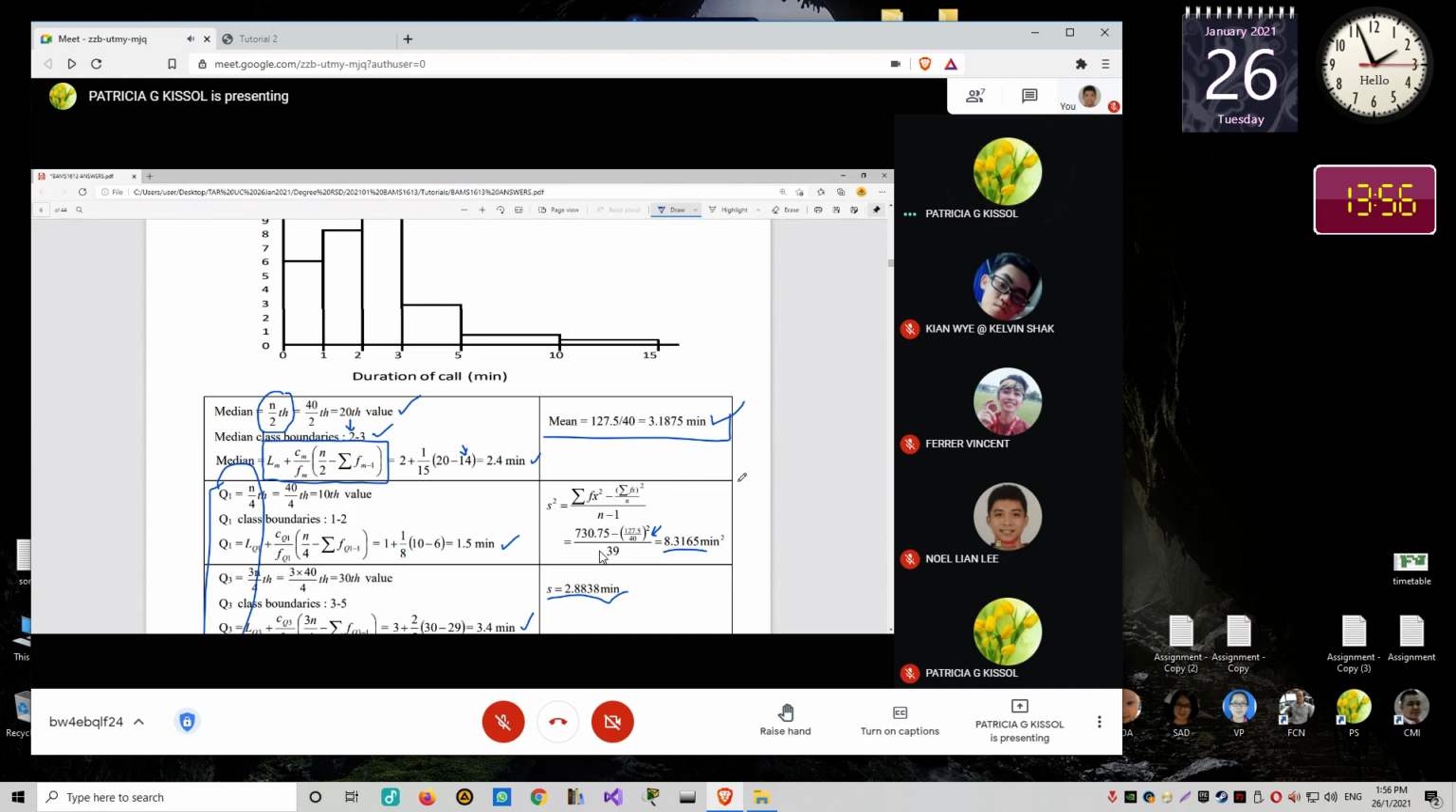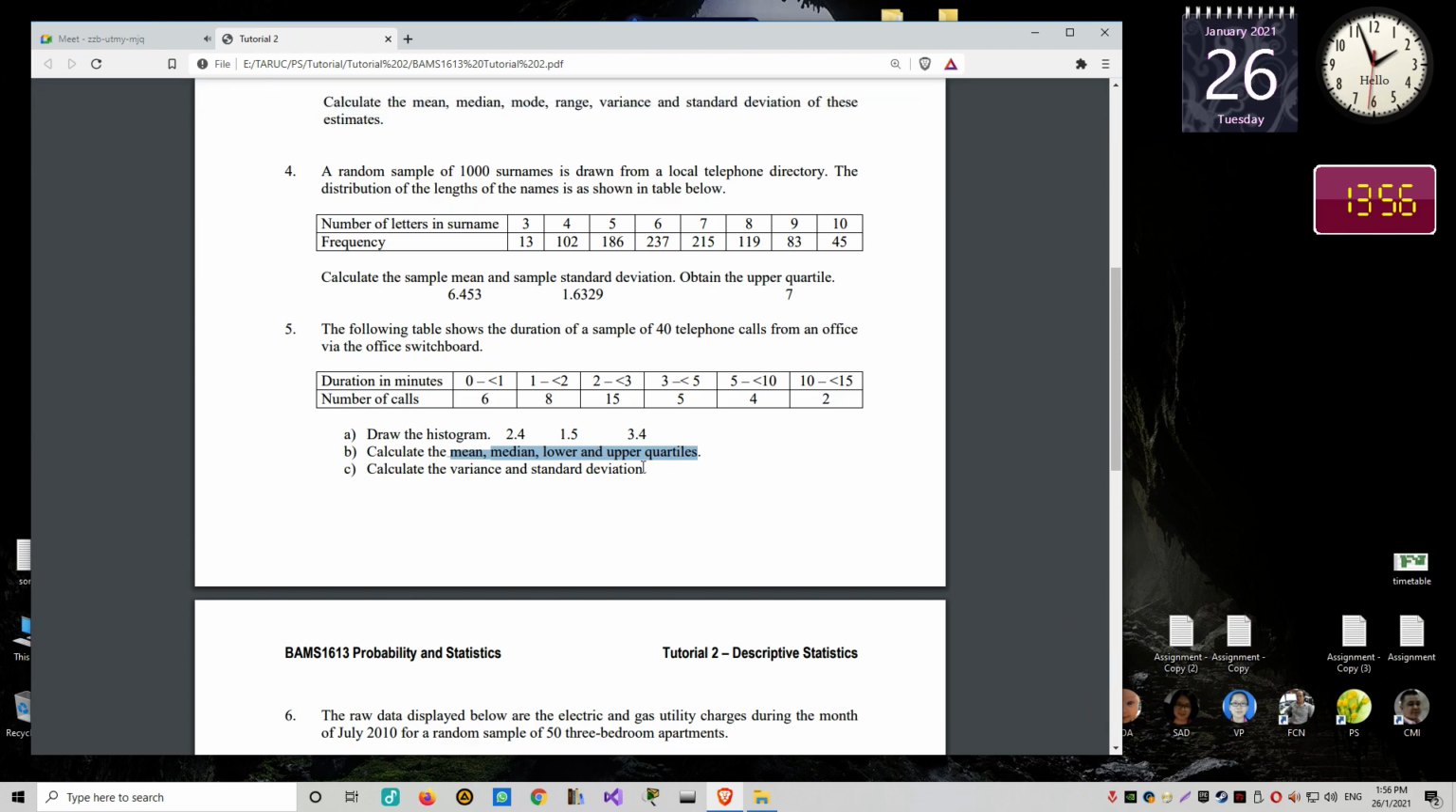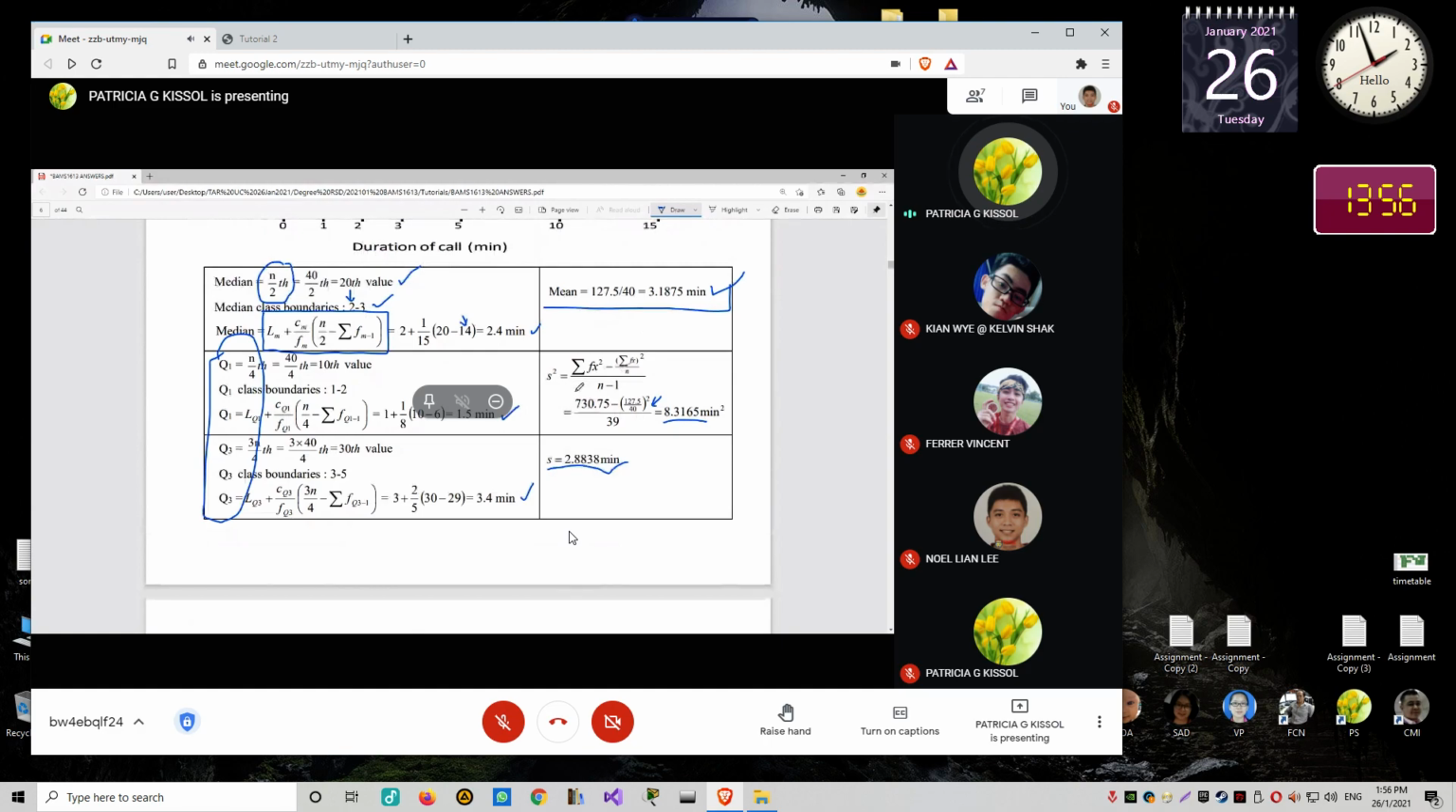The mode, you mean? No. Did the question ask for the mode? The question asks for mean, median, and the lower and upper quartiles, and the standard deviation. So the quartiles, I won't touch so much on yet. But the standard deviation, we've done it in the previous question 4 just now, right? So it's similar in a way. Clear already? Okay.